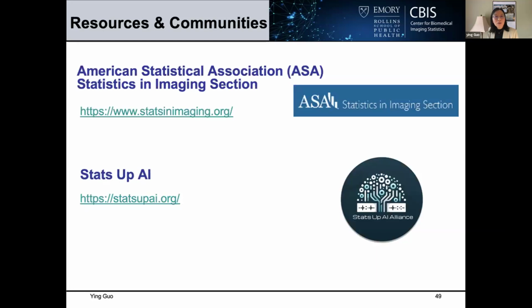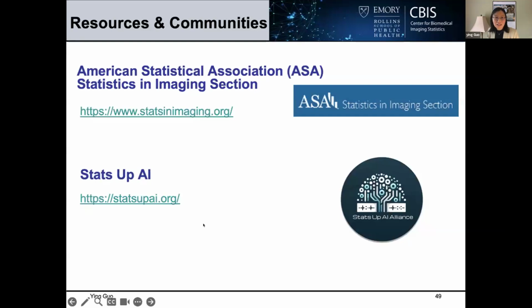Finally, I want to mention some resources and communities for people who want to get into neuroimaging analysis. Here are some major sources. The American Statistical Association Statistical Imaging section is a great community to get involved with. And here's our new website. In this community, we often have tutorials, a monthly workshop, seminar, online webinar, and an annual conference. Getting involved with this community can significantly help statisticians get started in imaging analysis.